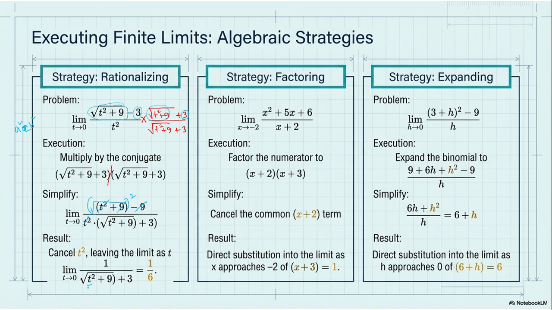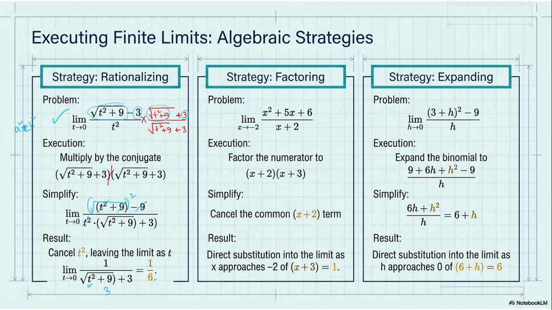If we put t equals 0 here, then we have root over 0 plus 9, that means 9. If we take the square root of 9, we have 3. So 3 plus 3 is 6, so 1 by 6. The limiting value of this function is 1 by 6.